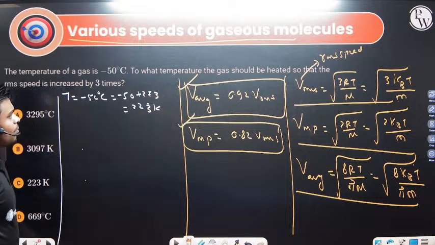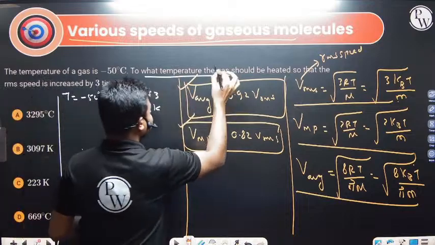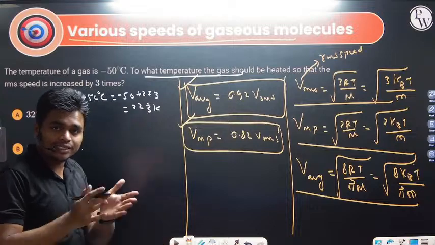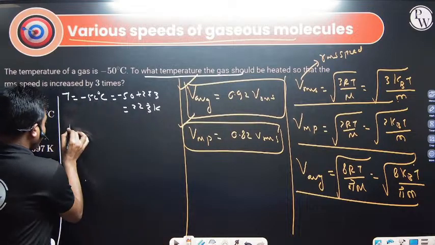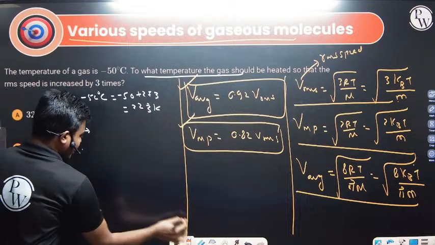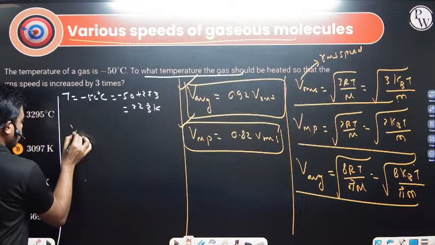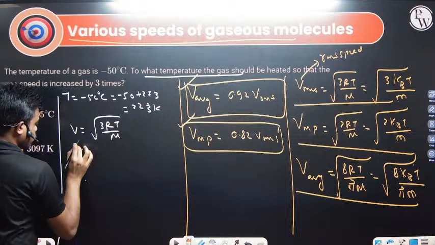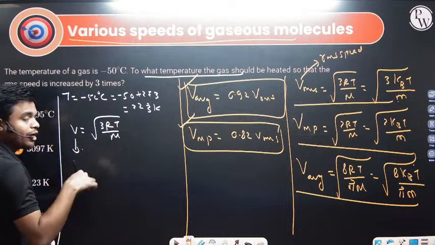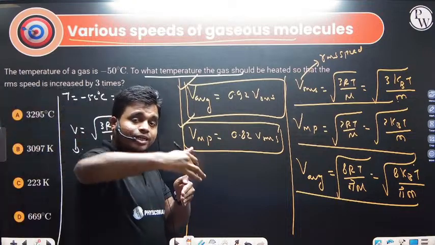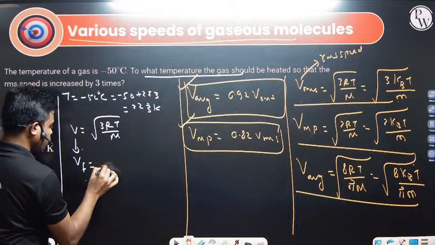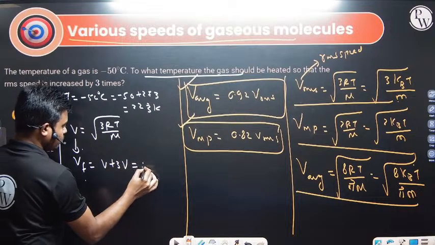To what temperature should the gas be heated so that the RMS speed is increased by 3 times? What is the initial RMS speed? V is given by the square root of 3RT by m. V should be increased by 3 times, so initially V, plus 3V. So V final should be V plus 3V, which will be 4V.